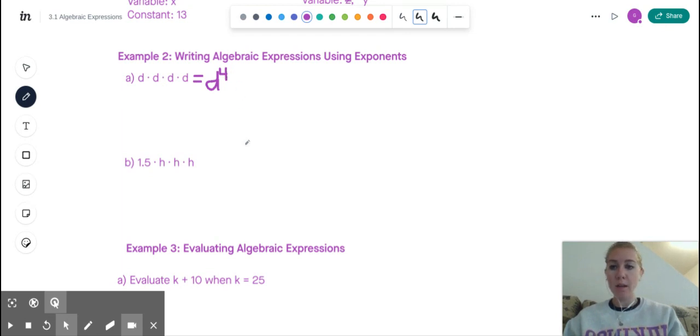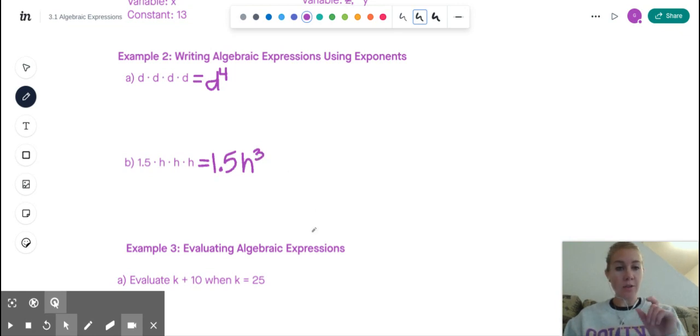Now let's look at our next one. We have 1.5 times h times h times h. Now we can't forget about our numbers, so we're going to start with that. So 1.5. And this time we're using h as a factor. Then let's count how many h's we see, and that's going to be your exponent. There's 1, 2, 3 h's, so it's going to be 1.5 h to the 3rd.